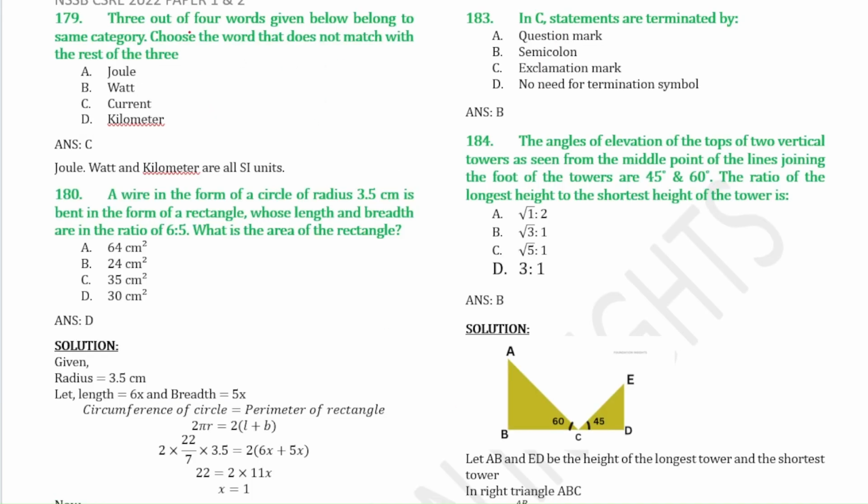Next question, 3 out of the 4 words given below belong to the same category, so we have to find an odd one out. So joule, watt, and kilometer are all SI units. Current is not an SI unit.